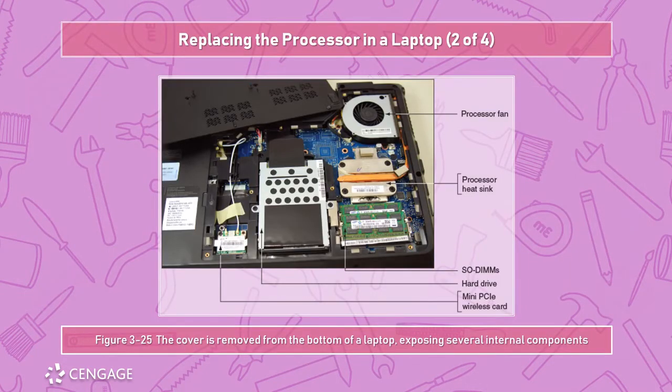So we see here just kind of a breakdown of where everything is sitting. We see the SODIMMs on the bottom right corner. Just above it's the processor heatsink with the CPU below it. Processor fan above that. There's a little copper tube going between them.